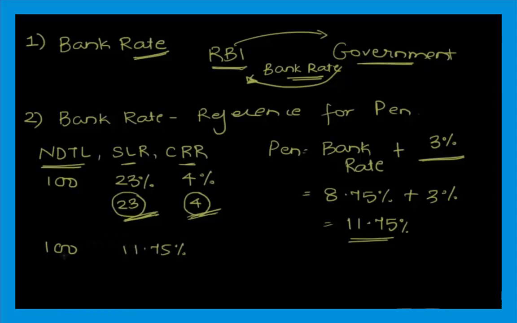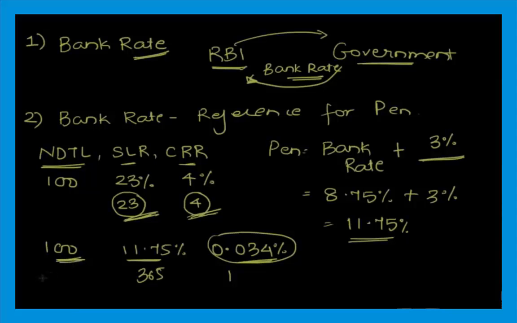So it does not pay 11.75% on 100 rupees. It pays 0.034%. 11.75% is for 365 days. For a day, I've done a calculation which comes to 0.034. So on 100 rupees of shortfall, the bank will pay 0.03 rupees as interest for 1 day as penalty.